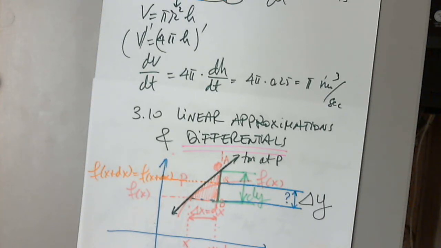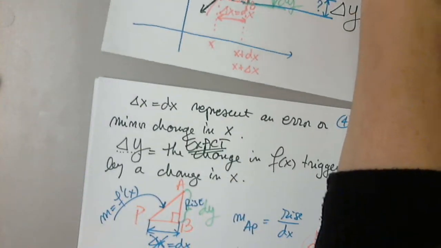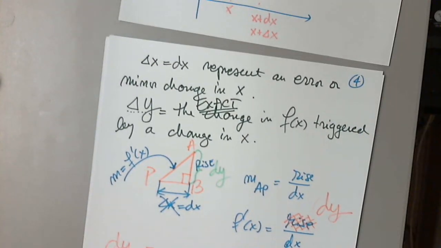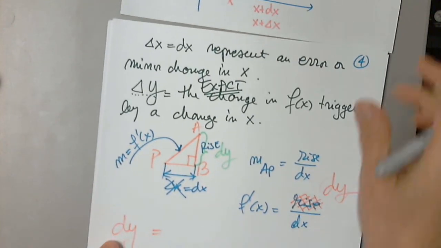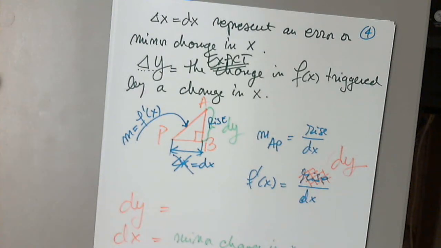Since Q is very close to P, what is the relationship? And you cannot say equal, because we already noticed that they're not equal. What is the relationship between this and this? So I want us to write a relationship between delta y and dy. And then let me write the definition for dy, and then I'll wait for you to tell me a relationship between these two.